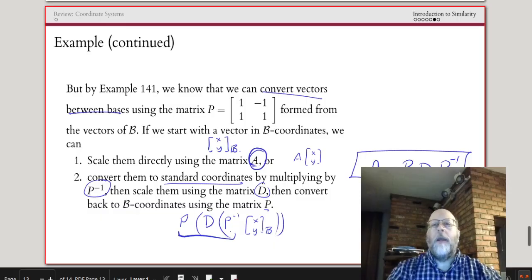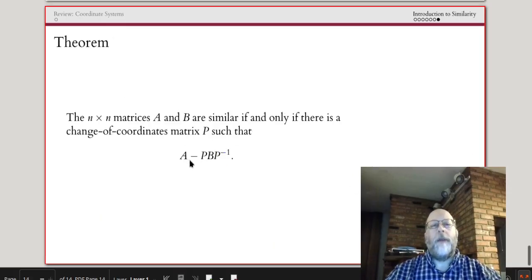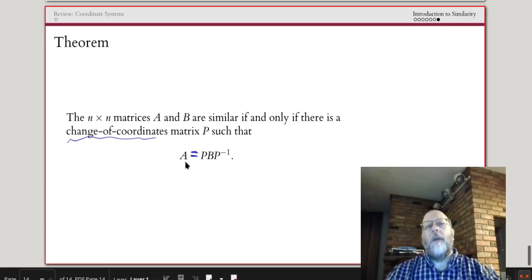And we call this the similarity formula. This should be an equal sign and not a minus sign. The n by n matrices A and B are similar if and only if there's a change of coordinates matrix such that A is equal to this combination. This matrix converts into standard coordinates. This matrix then does the geometric transformation in standard coordinates, and then this matrix changes everything back.